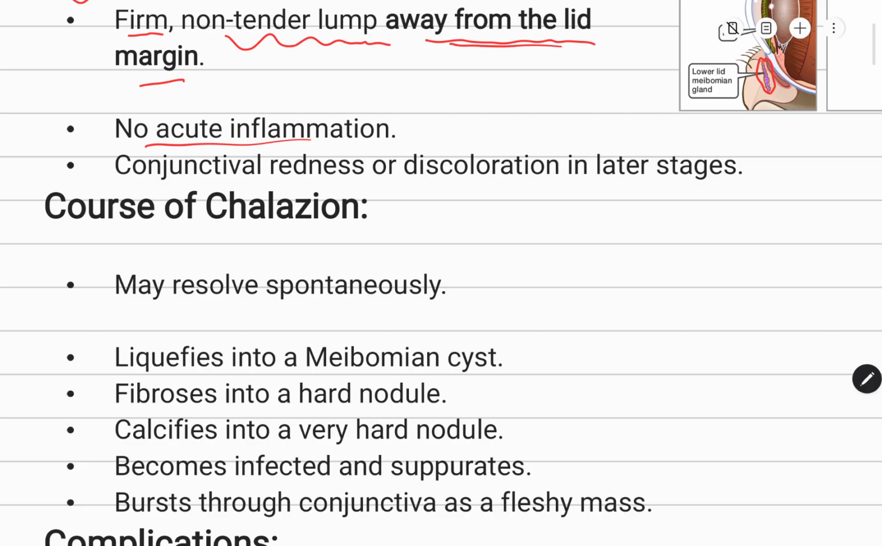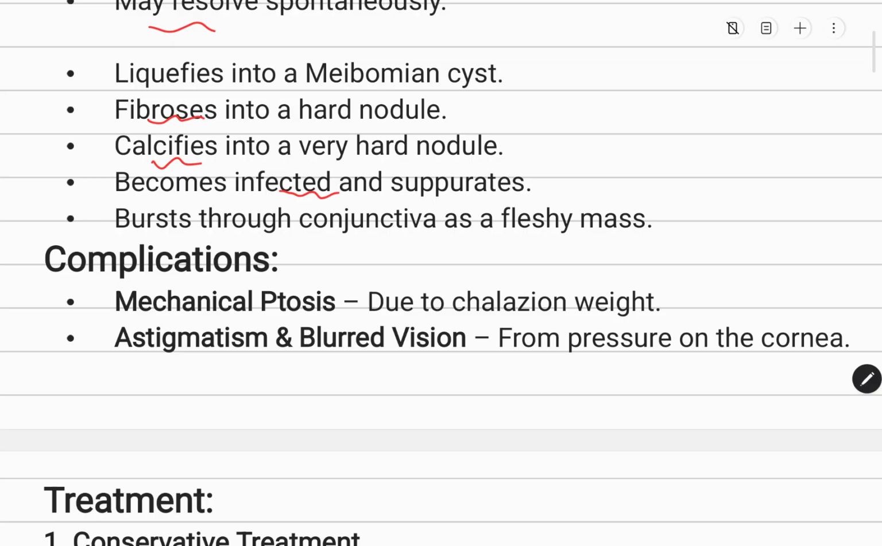Then what can happen next? So it may resolve, or fibrosis may occur. It may lead to calcification, or infection may occur. Till now there is no infection. So what can be its complications? It may cause ptosis, or it may cause blurred vision, because it is affecting our eyelid. So it may cause blurred vision due to pressure on the cornea, and may cause ptosis due to the lesion's weight.